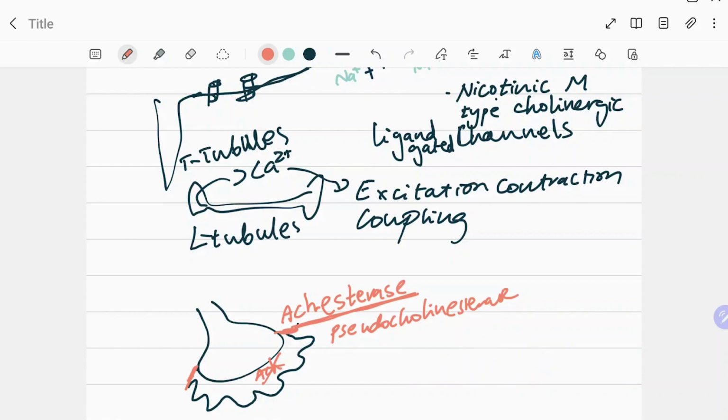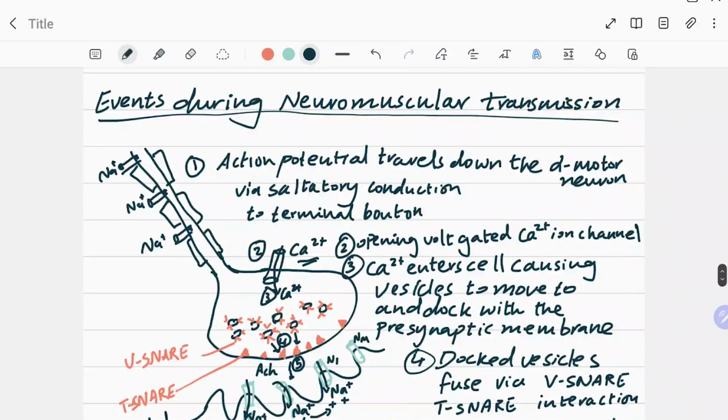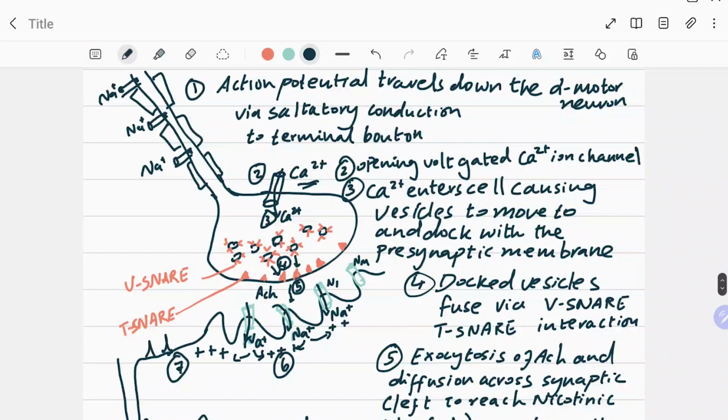That's an important enzyme that we will be talking about in the chapter on myasthenia gravis and Lambert-Eaton syndrome, coming up in the next video. Now the events taking place at the neuromuscular junction during transmission. So here we have the alpha motor neuron. Step 1, the action potential travels down the alpha motor neuron via saltatory conduction through the nodes of Ranvier towards the terminal bouton. We are only looking at one of these terminal boutons.